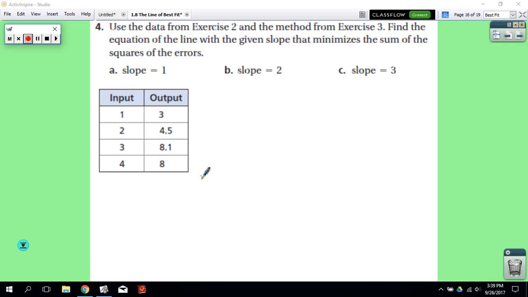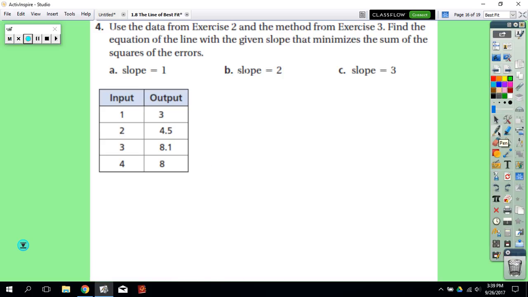Hey everybody, so I promised you guys another video so that you guys could get some extra practice. So I'm just going to go over problem 4 with you. What I'll do, and this in your book is correct, in my book it's not correct. So this one should actually be a slope of 0.